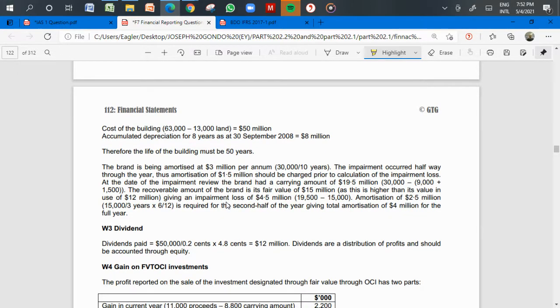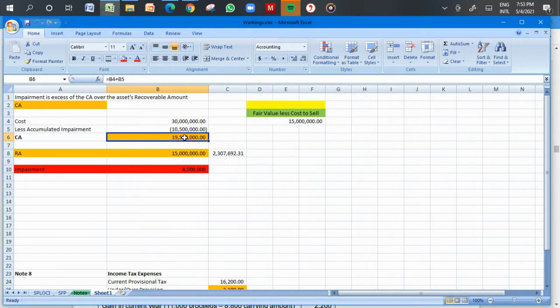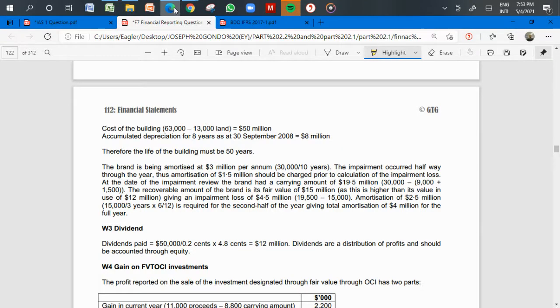So they're saying the brand is being amortized at 3 million per annum, which is 30 million divided by 10. The impairment occurred halfway through the year. Thus, amortization of 1.5 should be charged prior to the calculation of the impairment loss. At the date of the impairment review, the brand had a carrying amount of 19.5, which is 30 minus 9 plus 1.5. The recoverable amount of the brand is its fair value, which is 15 million, as this is higher than its value in use, giving an impairment loss of 4.5.